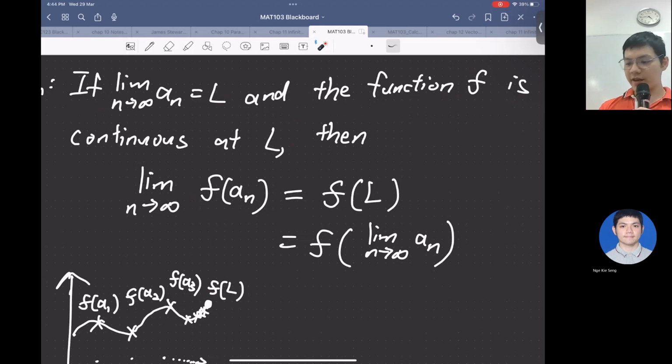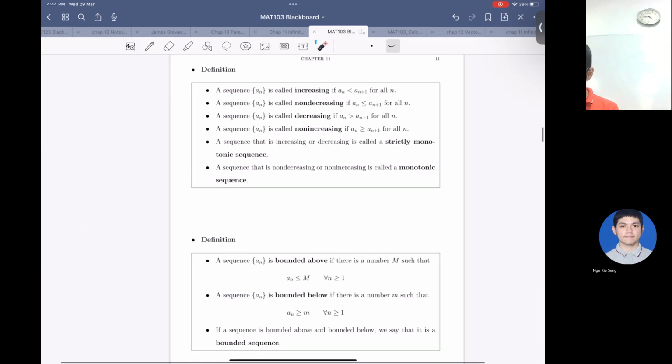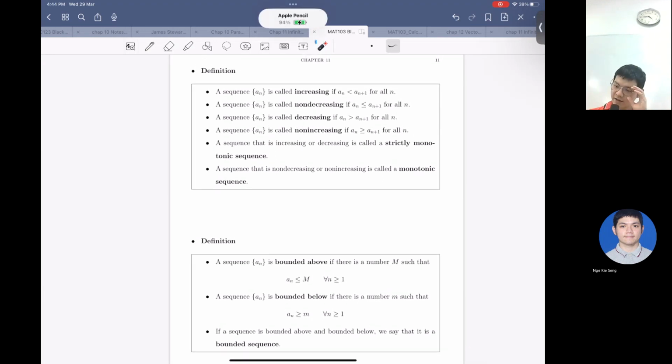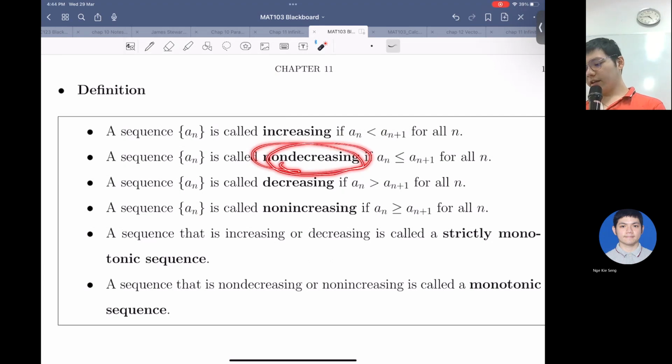Before we end, we still have a few definitions to go. We have classified a few kinds of sequences. We say a sequence is increasing, or strictly increasing, if for every n, a_{n+1} is greater than a_n. So when you go to the next term, it's strictly greater. It is non-decreasing if it is greater than or equal to, so terms can be equal.